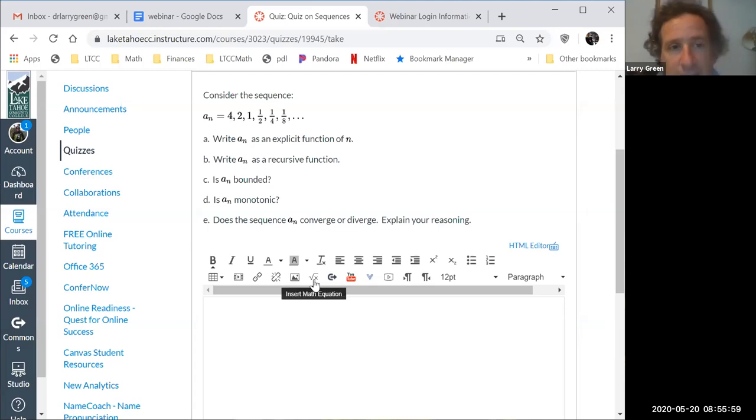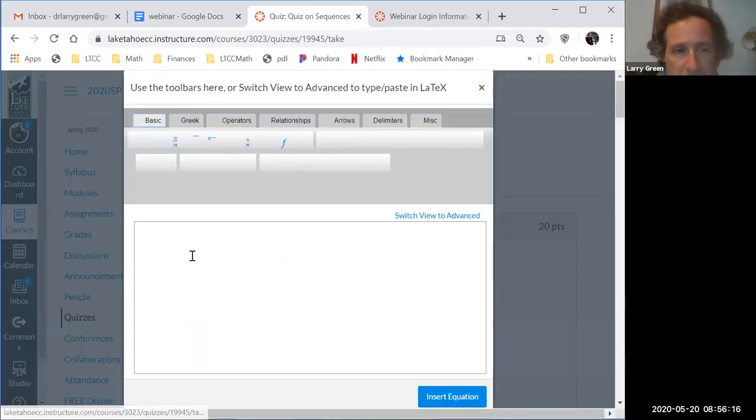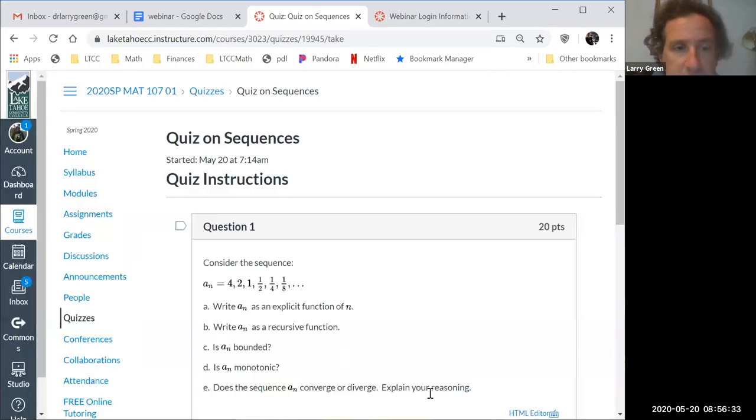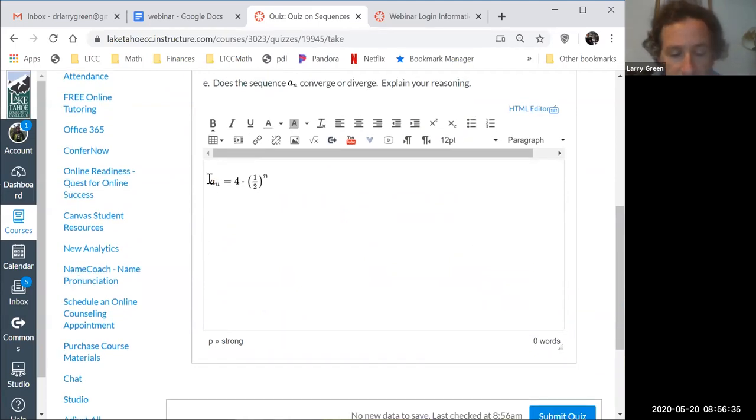And if you remember, when you have multiplying by a half each time, what you can do is write the first term. So let's write this out. The first term is 4. And notice that we're multiplying by a half. So what that says is a sub n is equal to 4 times 1 over 2 to the n. And that was part A. Any questions on part A?